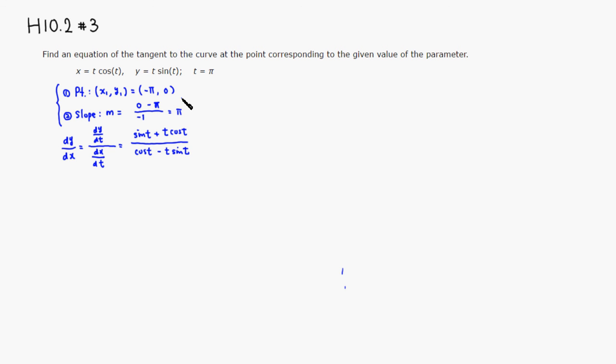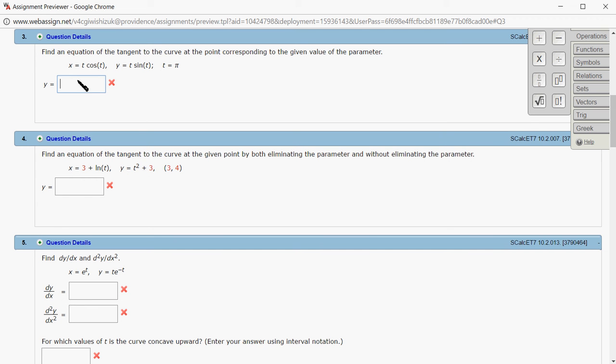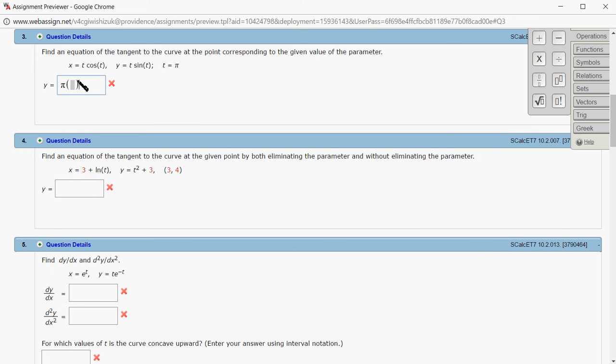Therefore, by point-slope form, we have y minus y1, which is 0, so I'm not going to write anything. The slope m is pi. Then the quantity x minus x1, where x1 is negative pi, is x plus pi. So let's type in the answer: we got pi times (x plus pi).